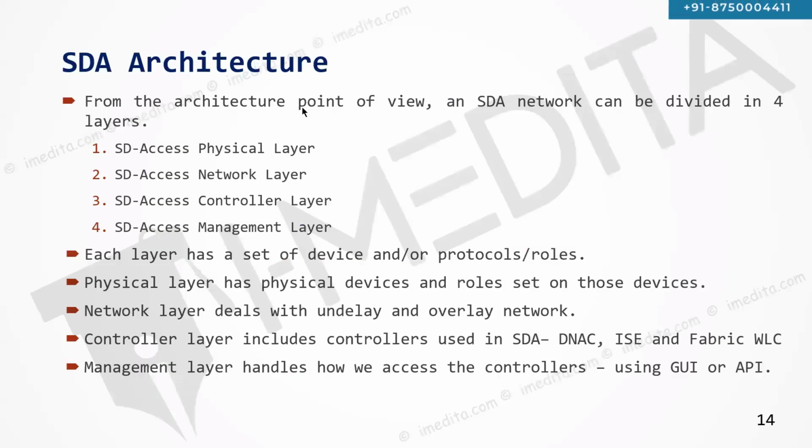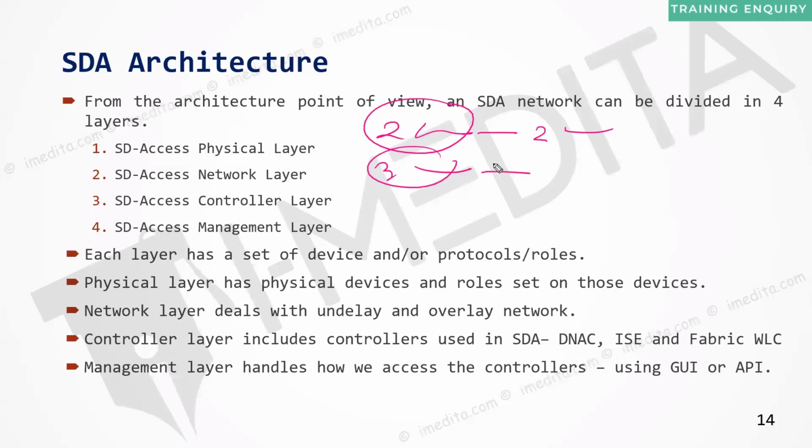From the architectural point of view, we have 4 layers in the SDA. When we build the SDA network, we build it in 4 layers. Just like in the OSI model, we have 7 layers. In TCP/IP, we have 4 layers. Then we have the 2-tier design and 3-tier design. In the 2-tier, we have 2 layers. In the 3-tier, we have 3 layers.